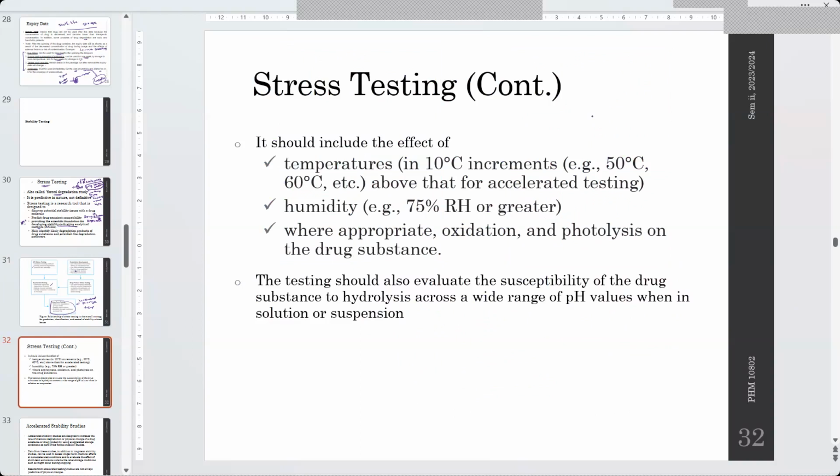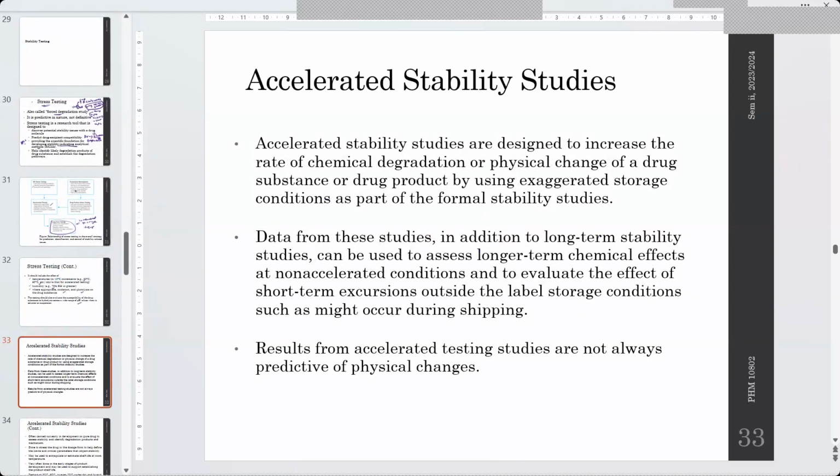I usually make it at higher temperatures than the storage temperature. I can do it at 50, 60, and 60 degrees with high humidity, 75% or greater. I can add, as I told you, oxidizing agent, acid, base. I can expose the drug to light to study if it is light sensitive or not, photolysis. Okay, so the testing should also evaluate susceptibility of the drug substance to hydrolysis across a wide range of pH, as I explained, when in solution or suspension.